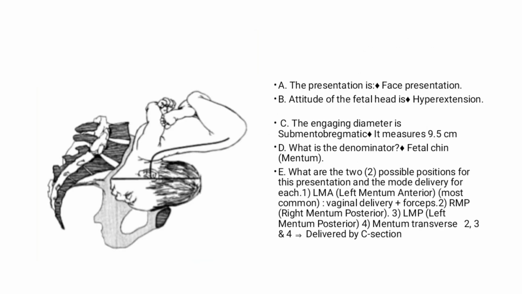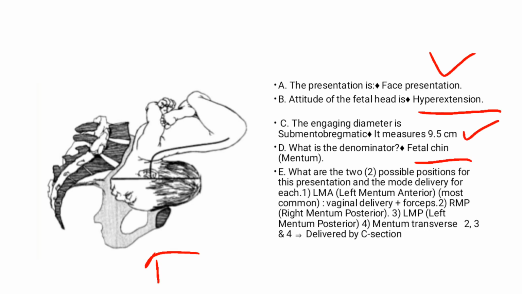Okay, so for the answers, the type of presentation for this one, as you can see, this is the face presentation. Then the attitude of the fetus is called hyperextension. So as you can see, there's a hyperextension. Then the engaging diameter is the submentobregmatic diameter, and the submentobregmatic diameter is about 9.5 centimeters. Then the denominator is the fetal chin, which is the mentum.